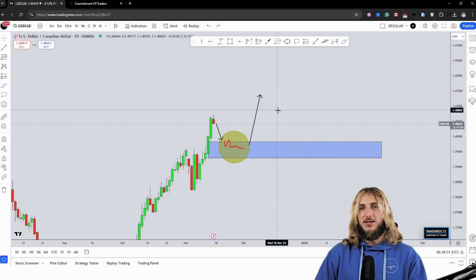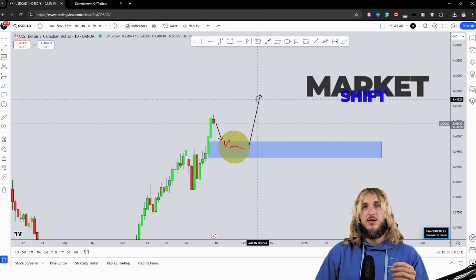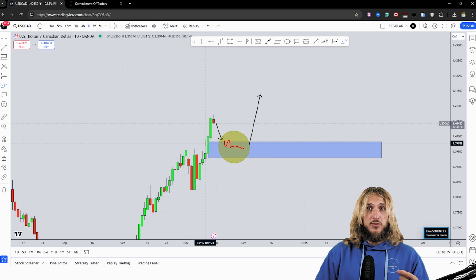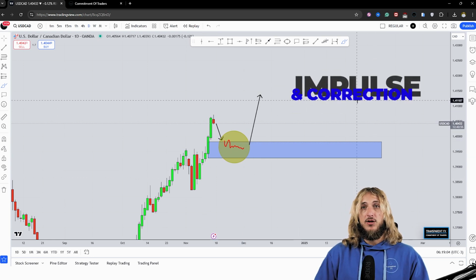Therefore, what I would expect is that if this market would shift from an intraday bearish to bullish market at that point, I wouldn't be surprised to see a potential rejection to the upside, completing this daily impulse correction and impulse pattern to the upside. That definitely wouldn't surprise me.